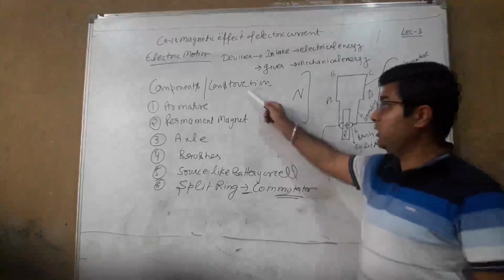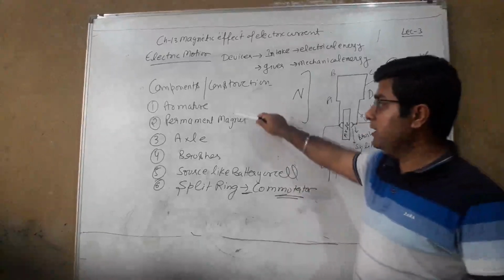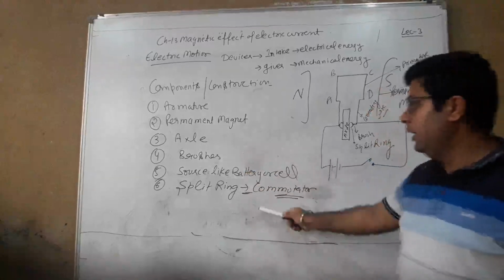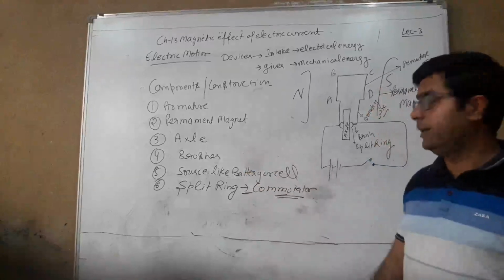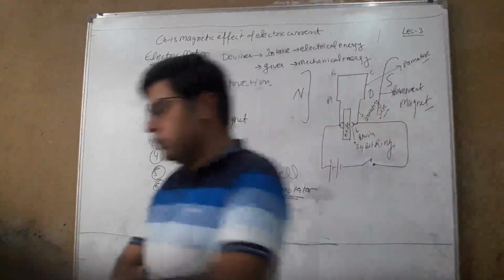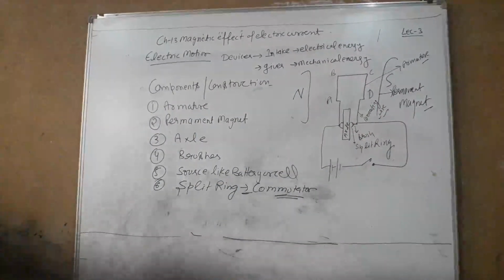So these are the components for construction: armature, permanent magnet, axle, brush, source like battery or cell, and then the last one is the split ring. It's very important, the commutator, right? So very much important in this. So let's note it down and move to the next.